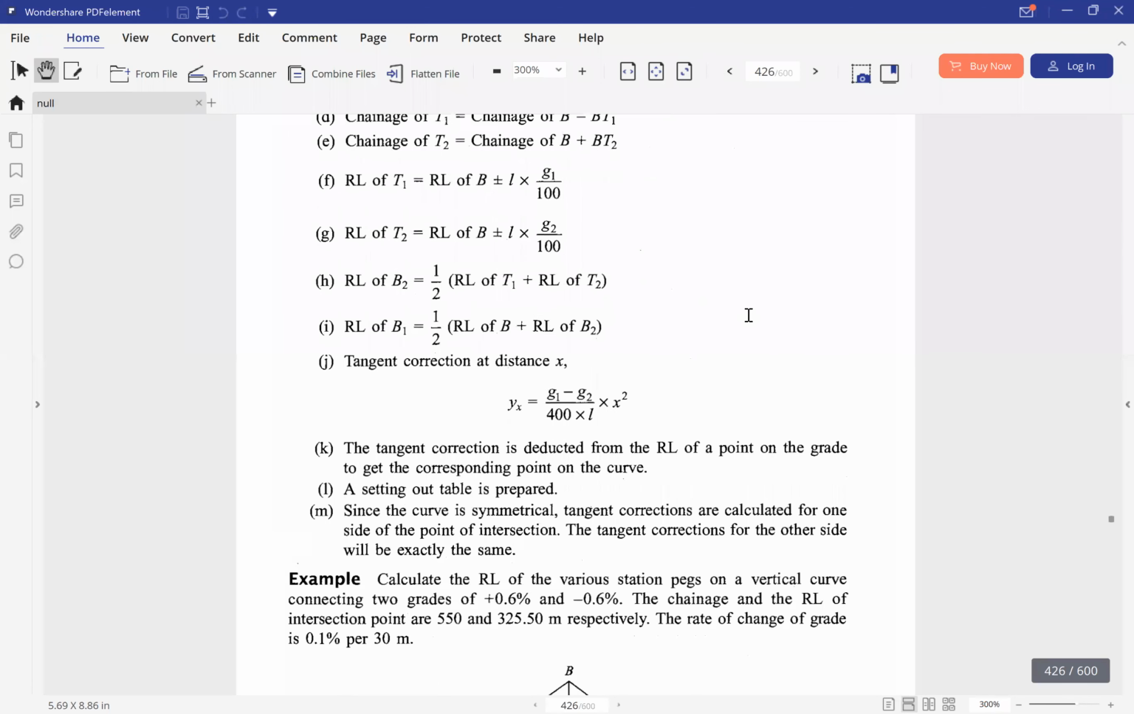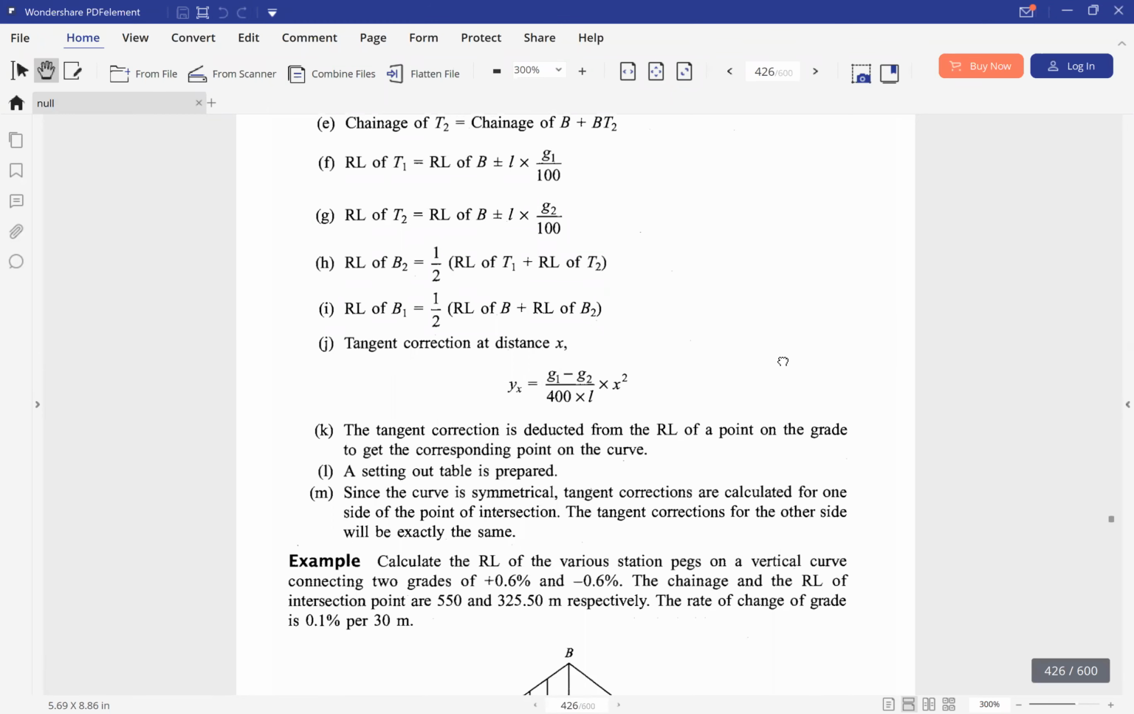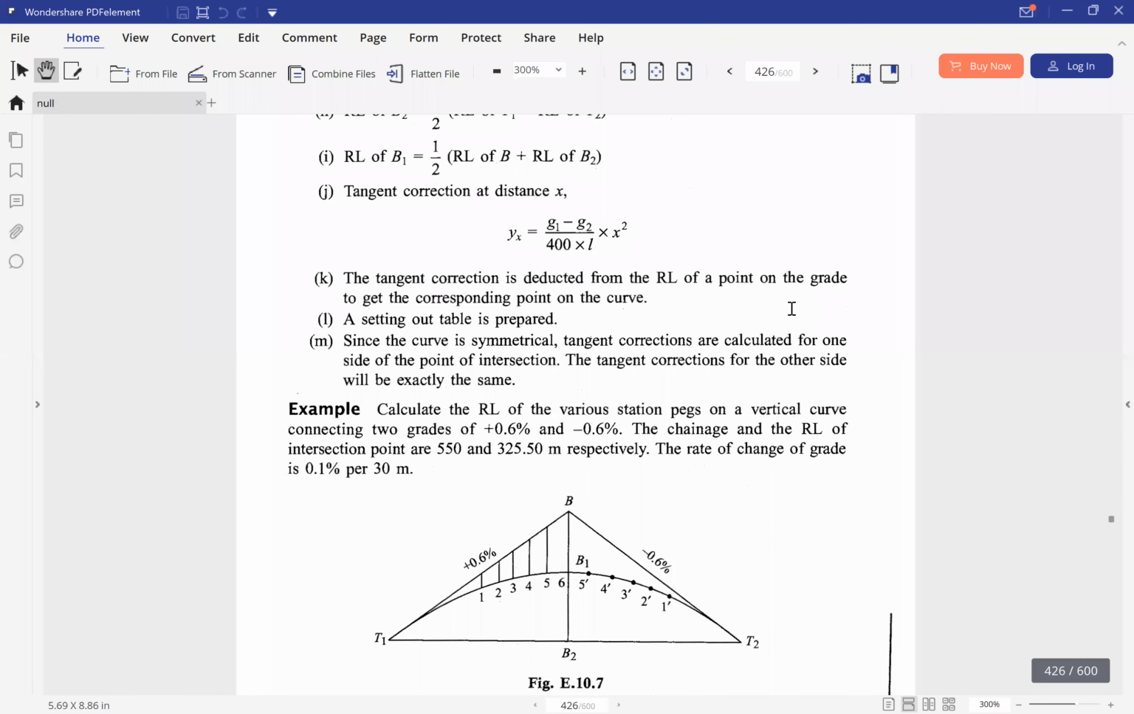And then the tangent correction at any distance x, y x, will be equal to (G1 minus G2) divided by 400 into L into x square. Okay? And then you have to prepare the setting out table. Since the curve is symmetrical on both sides of the apex point, you only need to do the calculations for half side of the curve. For the other half side, the calculations will be the same.